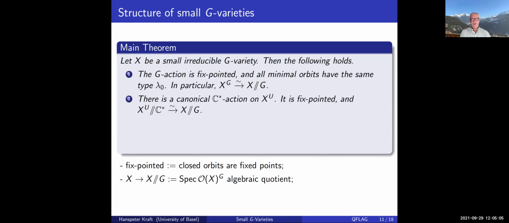Secondly, there is a canonical C star action on XU. It has to be defined in a good way. It's not necessarily faithful, but it's a canonical C star action. This C star action on XU is also fixed pointed, and the quotient of XU modulo C star is the same as the quotient of X mod G.